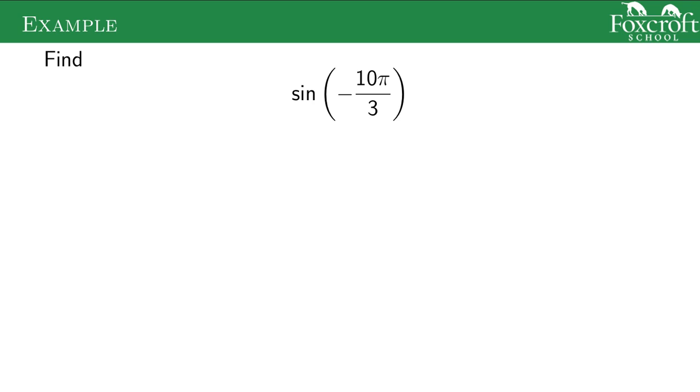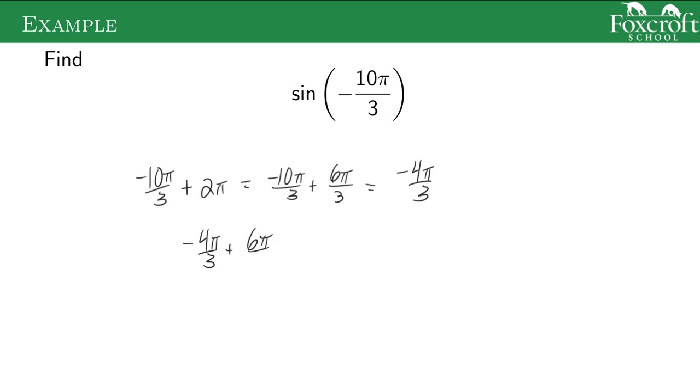Sine of negative 10 pi over 3. Automatically, I know this is not going to be on my unit circle because everything's positive on the unit circle. So I'm going to take negative 10 pi over 3 and add 2 pi to it, because I want to get to a positive angle. That's 6 pi over 3, which gives negative 4 pi over 3. Still not a positive angle, so I'll do it again. And we get sine of 2 pi over 3.